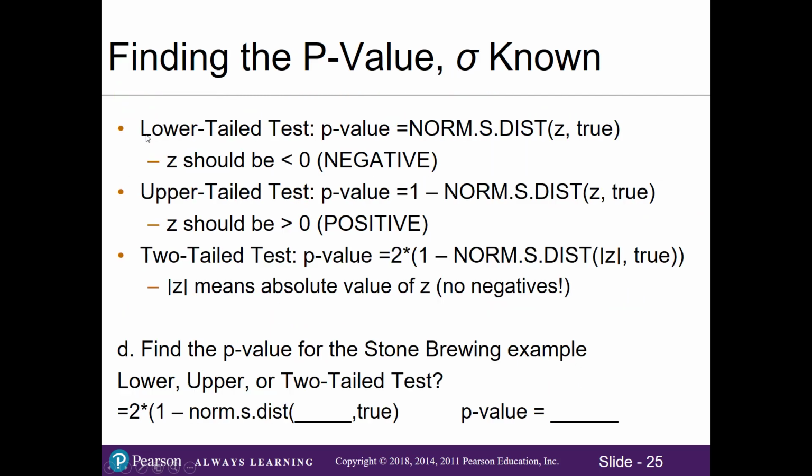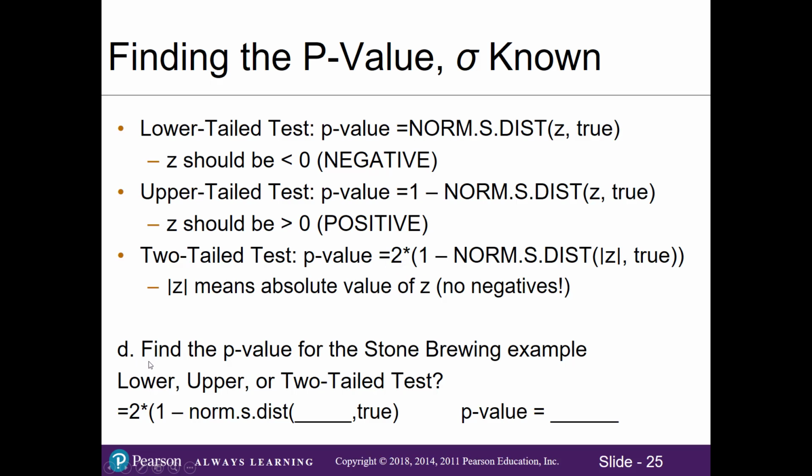So in summary, in the Excel file, whenever you're doing a lower tail test, your p-value is going to use this formula, and note that your z should be less than 0 or a negative value. If you're working with an upper tail test, you'll use this formula here, and the z-value should be greater than 0, which means it's positive. For a two-tail test, you'll use this formula here, and note that it's 2 times 1 minus the norm.s.dist formula, because we have to double the p-values.